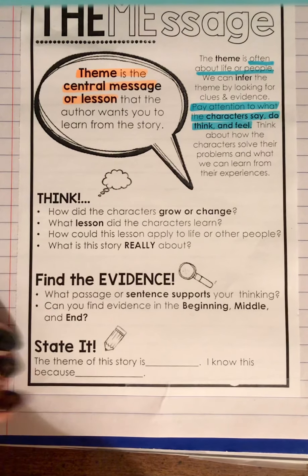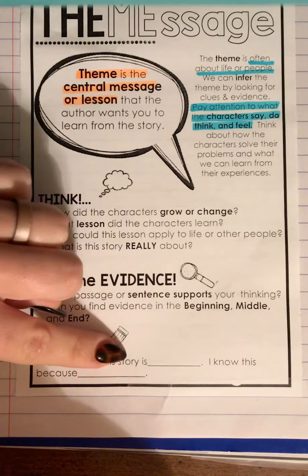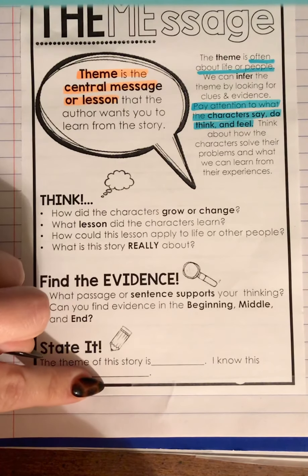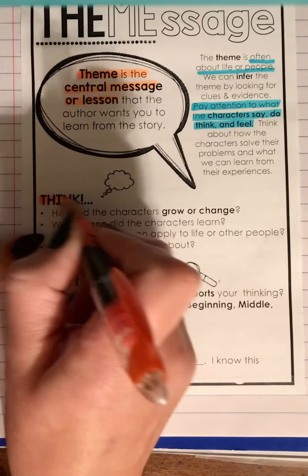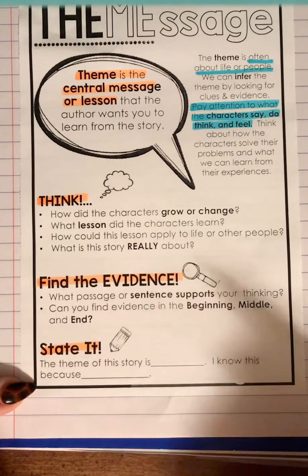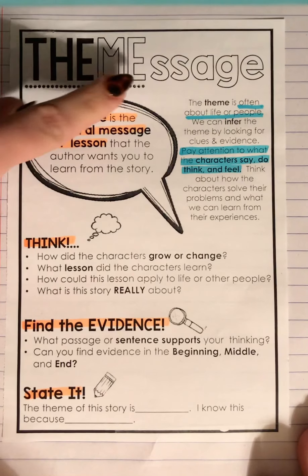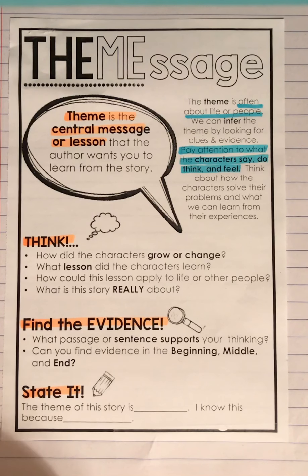So this is an example. We're not going to fill this in. We're just going to look at it. It says, the theme of this story is blank. You would fill it in. I know this because of blank. That's where we're going to put our evidence, and that's where we're going to put our theme. So we're going to come back through here and highlight some things. We're going to find the evidence and state it, and remember that theme is the message or lesson of the whole story for those characters.